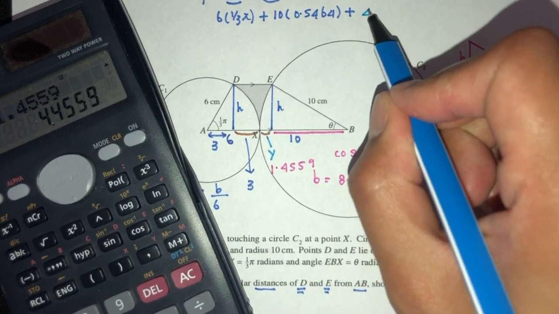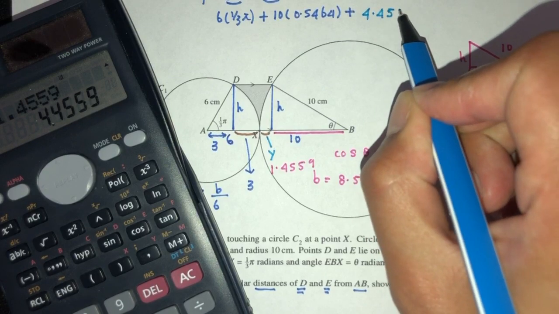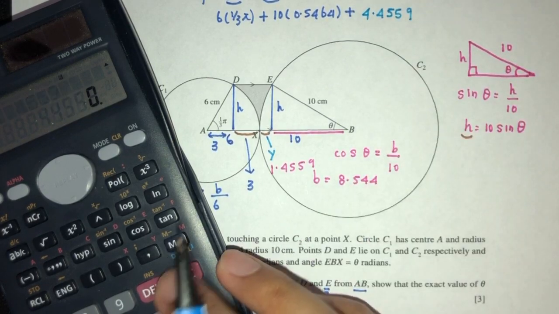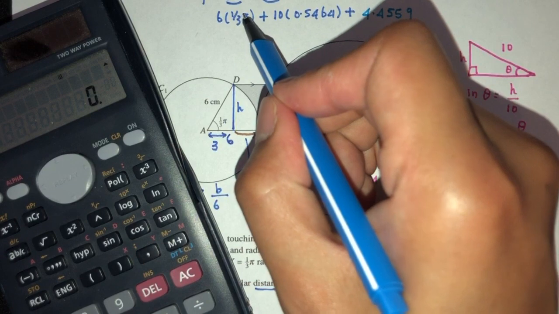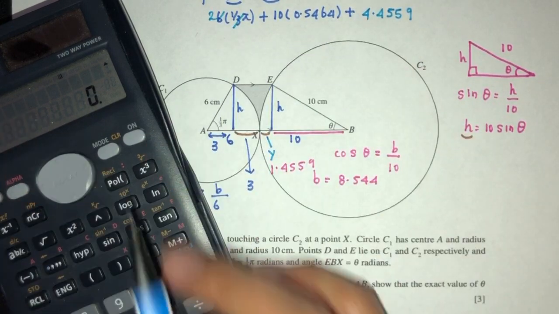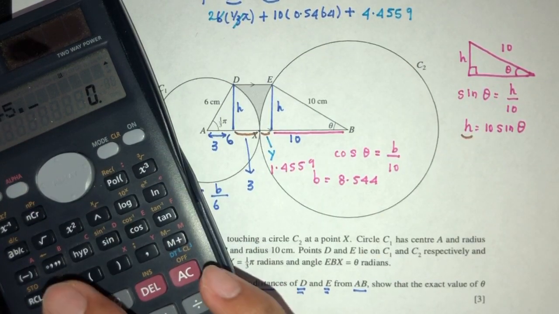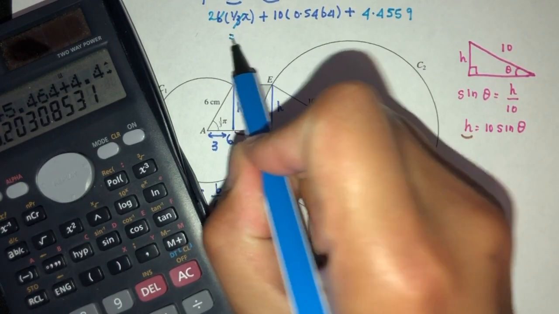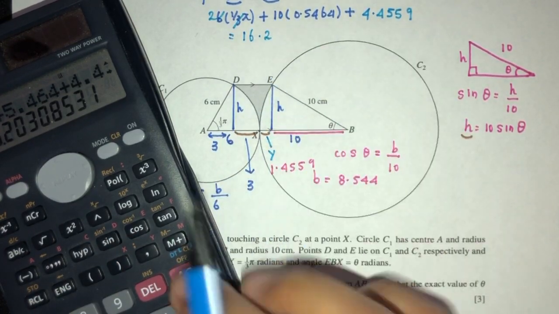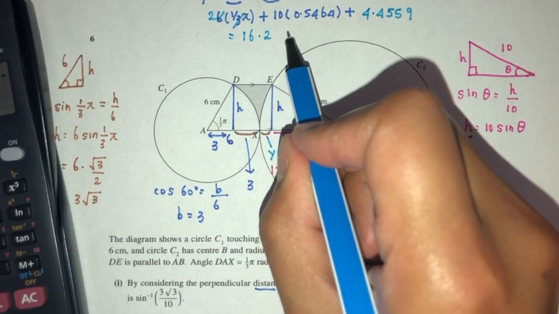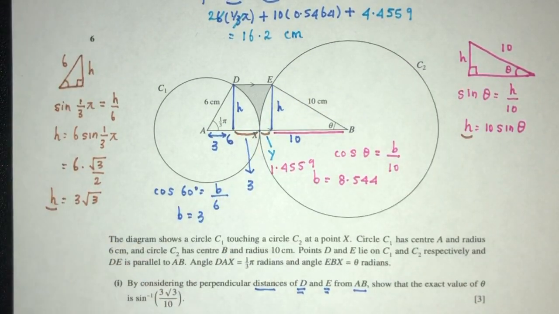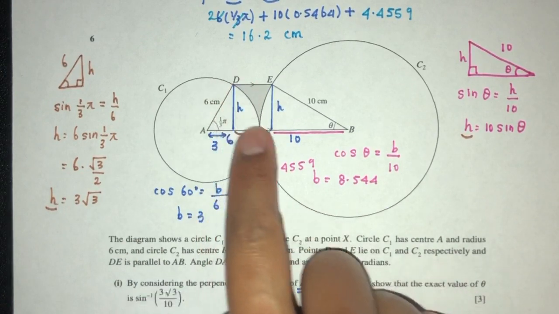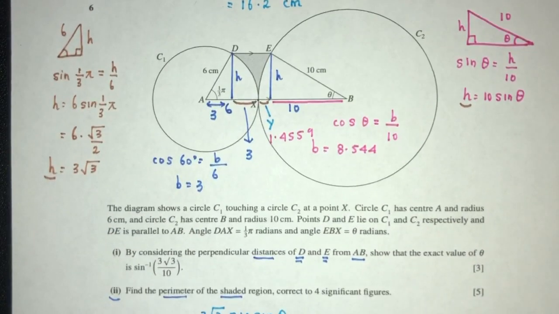That should be 4.4559. Add everything together. So this will be 2 pi plus 5.464 plus 4.4559. That should be 16.2. So everything will be 16.2 centimeters for the perimeter of that region. That will be part 2 of your question.